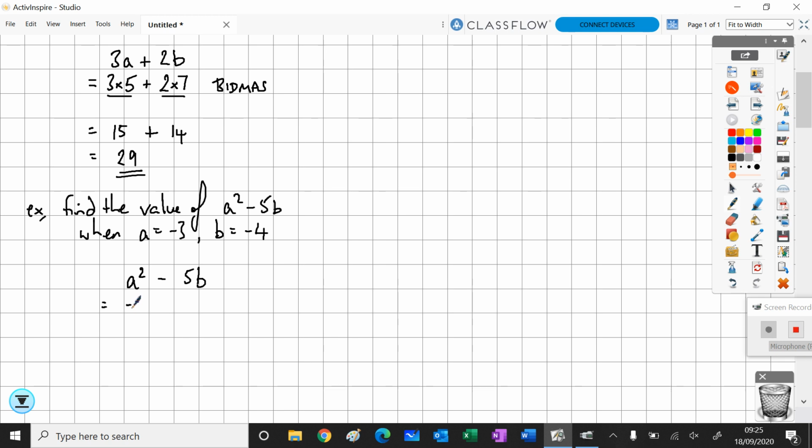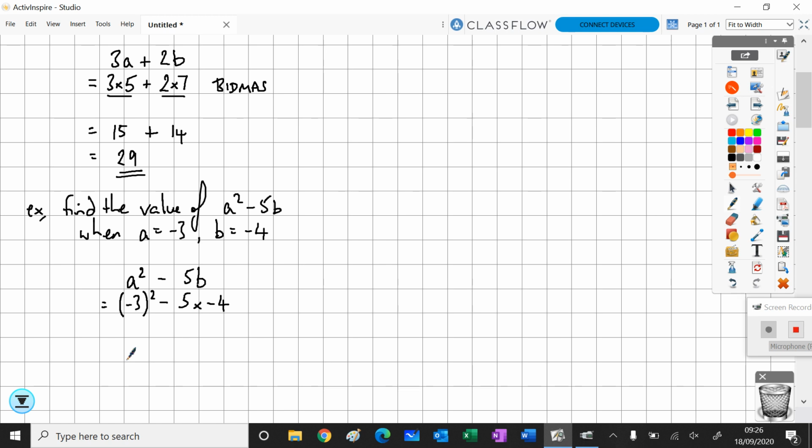So the negative 3 is going to be squared, and we immediately have to be careful. It's not just the 3 which is being squared, because this isn't a 3. It's a negative 3. Negative 3 and 3 are completely different numbers. And so when we square the negative 3, then it's wise to put it into brackets. Take away 5 times negative 4.